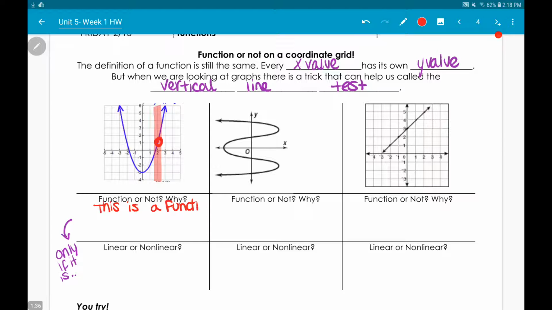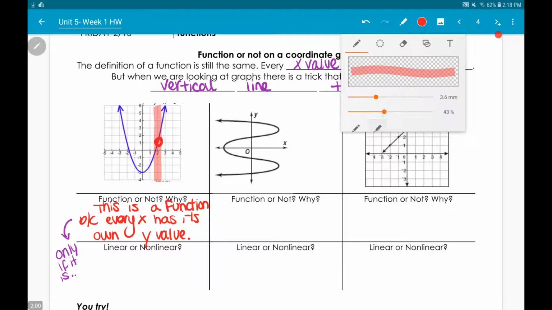And I can either say because it passes the vertical line test, or the same thing we've been saying, every x has its own y. The only thing a vertical line test does is tell me if those x values are being repeated with different outputs. It's the same thing, just a different representation of it. So let's try it again with this one.